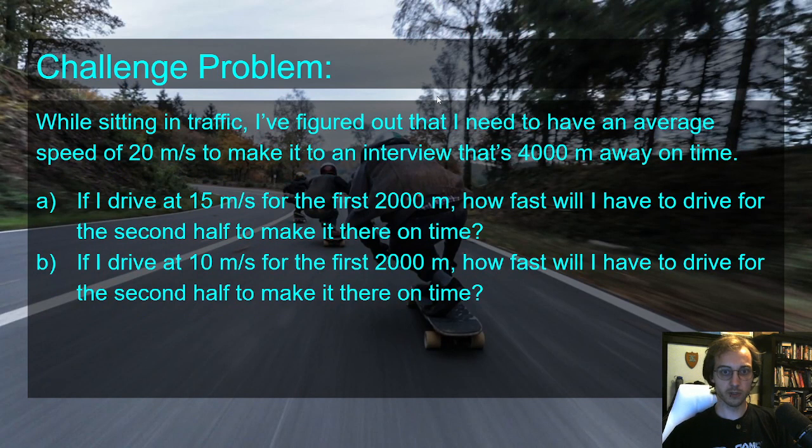which is how to do some slightly fancier algebra with this stuff. And if you're good on this, then you're definitely in great shape. So while sitting in traffic, I figured out that I need to have an average speed of 20 meters per second to make it to an interview that is 400 meters away on time. I drive 15 meters per second for the first 2,000 meters. How fast will I have to drive for the second half to make it there on time?